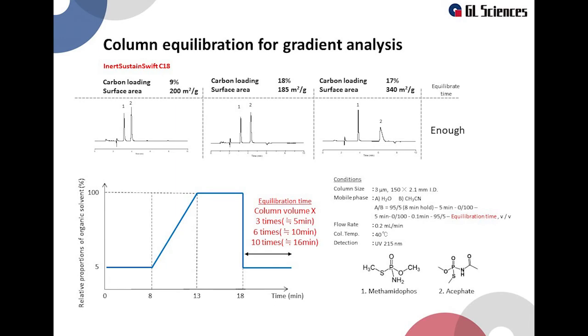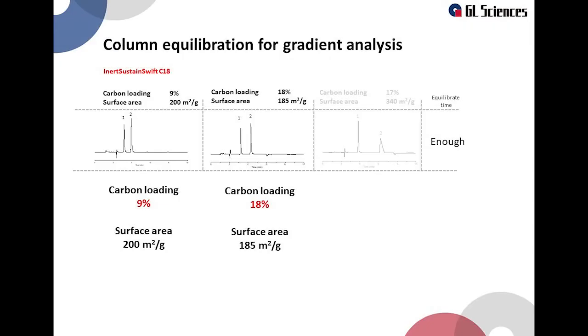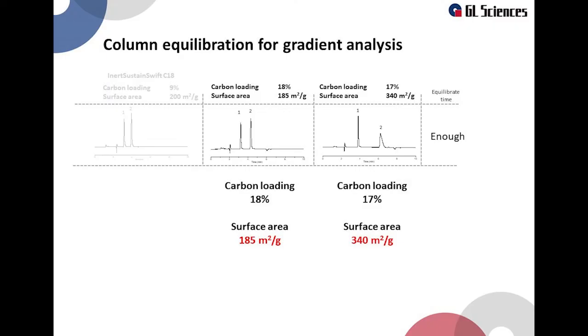For example, we compare the columns with different carbon loading and surface area, under the conditions shown here. The carbon loading and surface area values are published by most column manufacturers. The two cases on the left have a similar surface area but the carbon loading is different. 9% versus 18%. The two cases on the right have a similar carbon loading but the surface areas are different. 185 square meter per gram versus 340 square meter per gram.